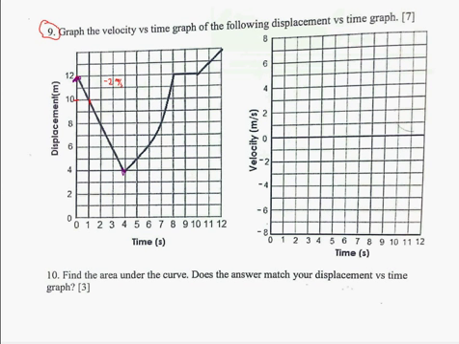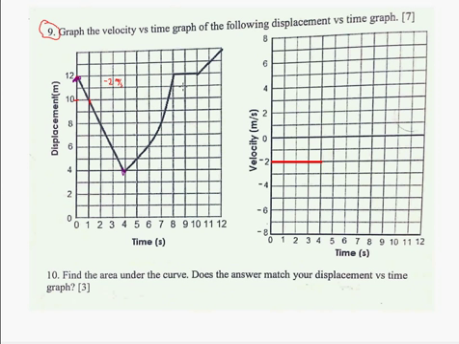So when I come over here and draw it, I'm going to use my red line right here. From 0 to 4, I have a slope of -2, or a value of -2 meters per second. And there you go. There's our first entry.